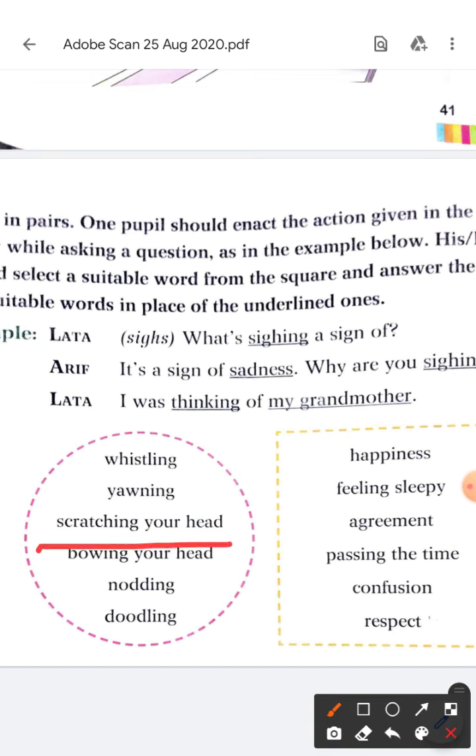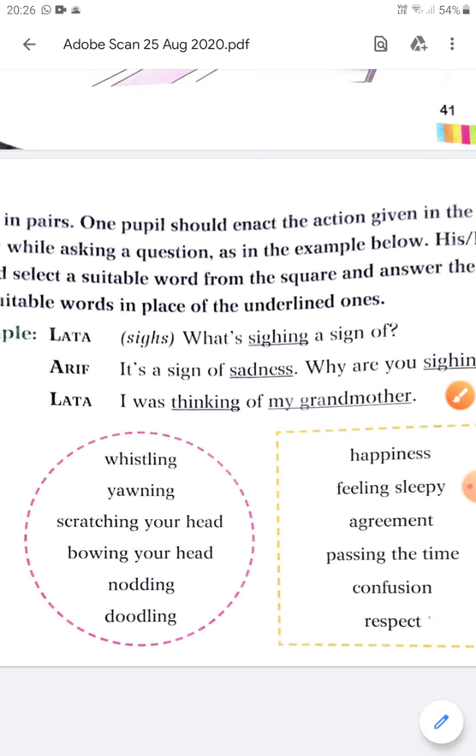Next, what's scratching your head a sign of? When do you scratch your head? When you are confused. When you are confused about something. Oh God, what can be the answer for this question? So, scratching your head's a sign of confusion. So, Arif saying, but why are you scratching your head? Lata will answer, because I don't know what's the answer for this question. So, I'm scratching my head and thinking.